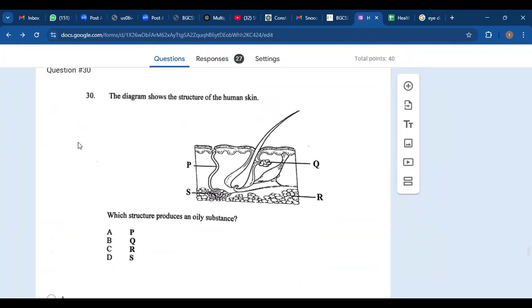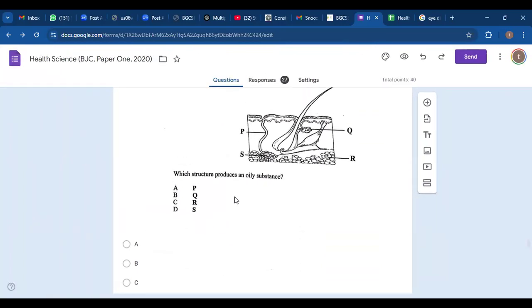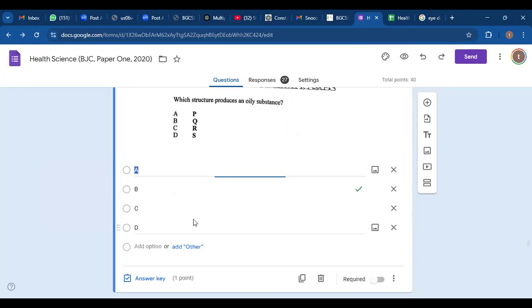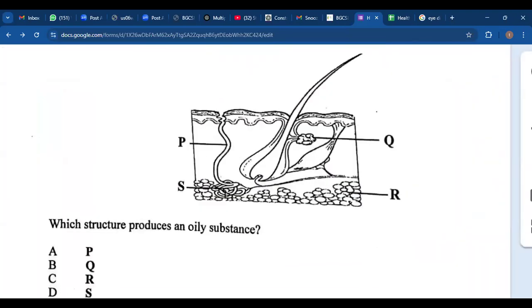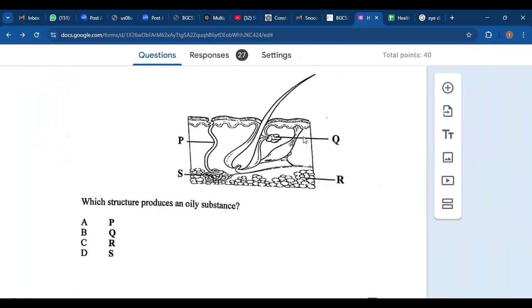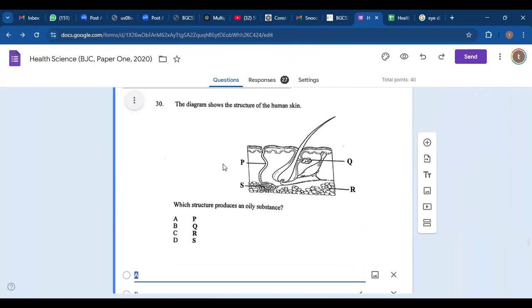Can't be. The diagram shows the structure of the human skin. Which structure produces an oily substance? An oily substance. That's gonna be Q. That's this. It produces an oily substance. Oh yeah, because at the stalk of the hair follicle, there's always oil at the end of it. Yeah, to lubricate the skin. So it's gonna be B. B is number 30.